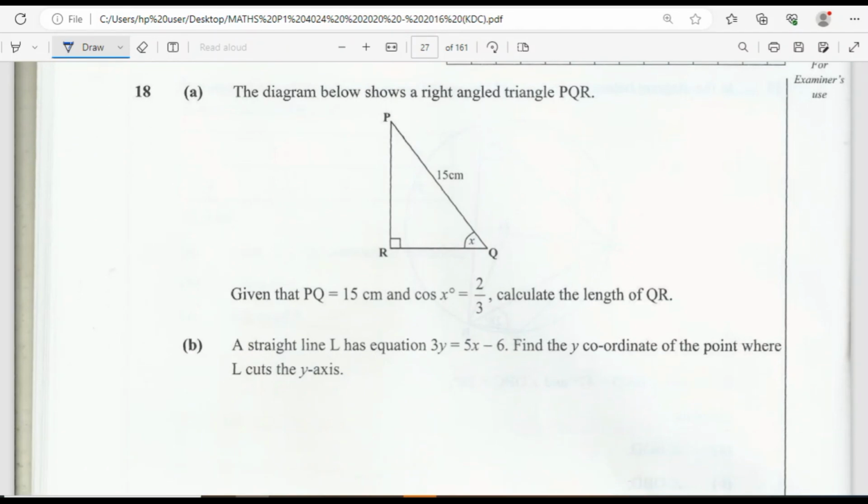So we go to question 18a. The diagram below shows a right-angled triangle PQR, given that PQ is equal to 15 centimeters and cos x degrees is equal to a fraction over 3. Calculate the length of QR.